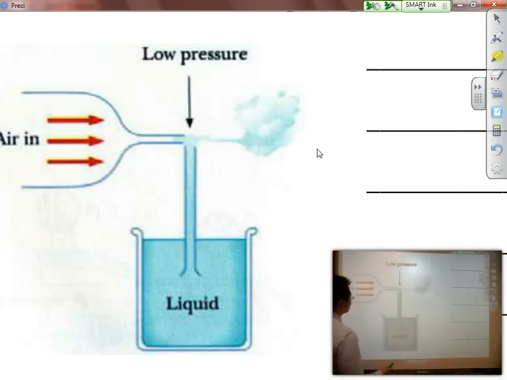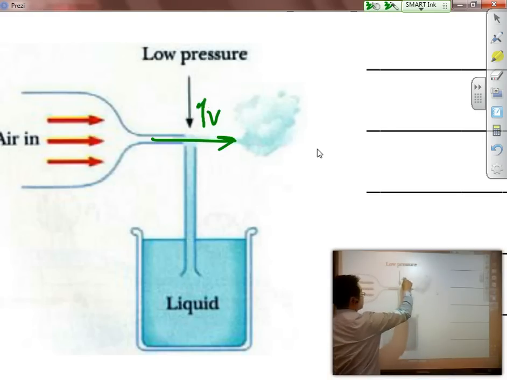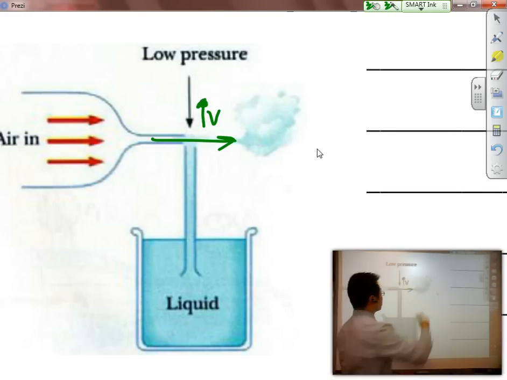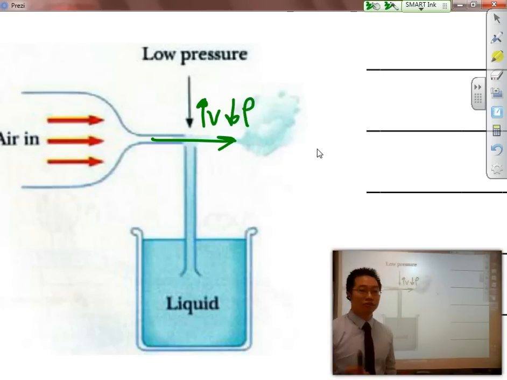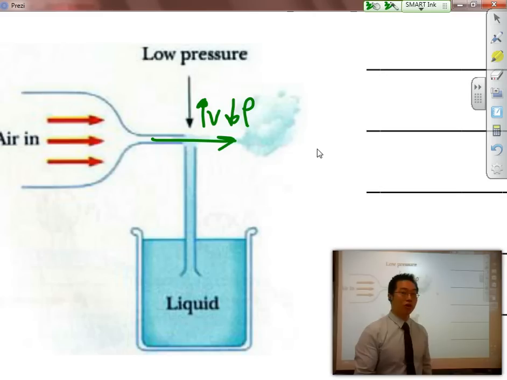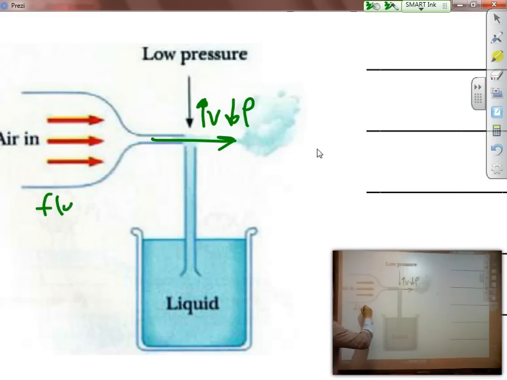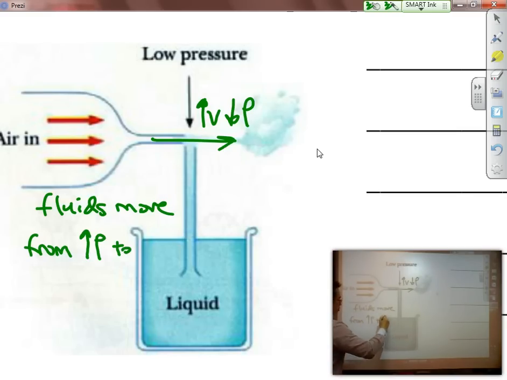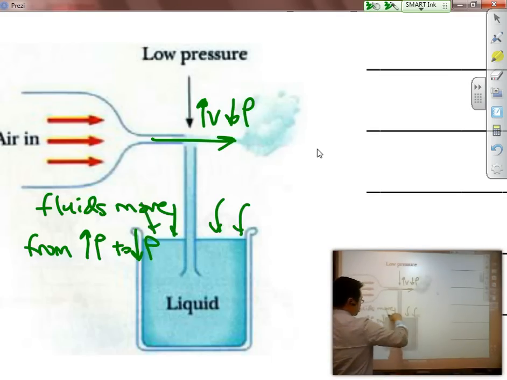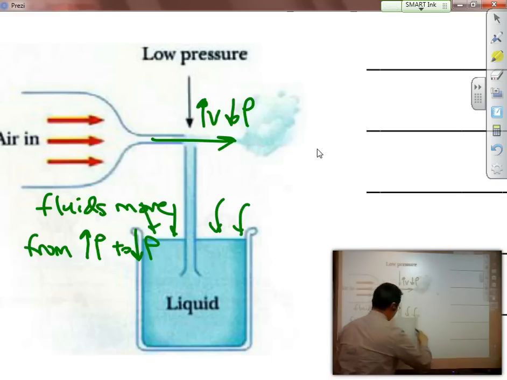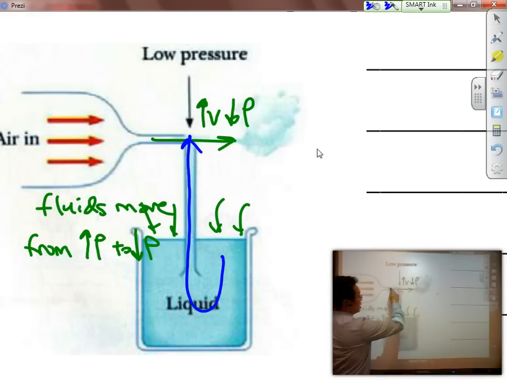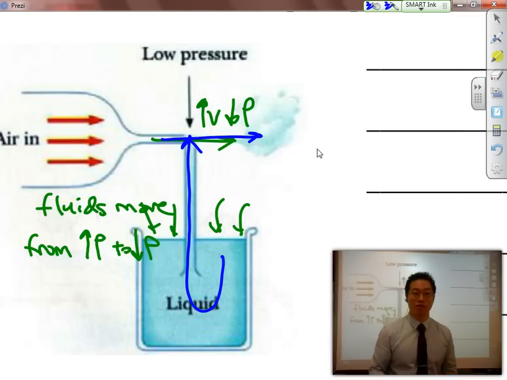Well, you see, the way it works is whenever you take a trigger or your air blowing across, when you blow the air across, you're increasing the velocity. When you increase the velocity, you decrease the pressure. And if you remember from earth science, fluids will always move from high pressure to low pressure. So basically, all the air pressure that's outside pushing on this fluid is going to force the fluid down and up the tube, which then gets blown out as a fine mist. So that's how an atomizer works.